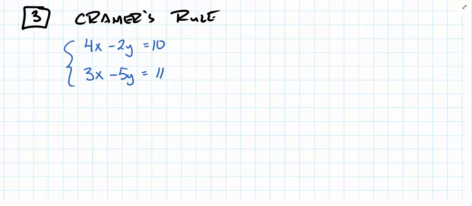We're going to take a look at Cramer's rule now. Cramer's rule is another way to use determinants, and this application is for solving systems of linear equations. Right now we have 4x minus 2y is 10, and 3x minus 5y is 11. This is a system of linear equations. We could use elimination, substitution, or even solve by graphing. I'm going to show you how to use Cramer's rule, which involves determinants, to solve this system.